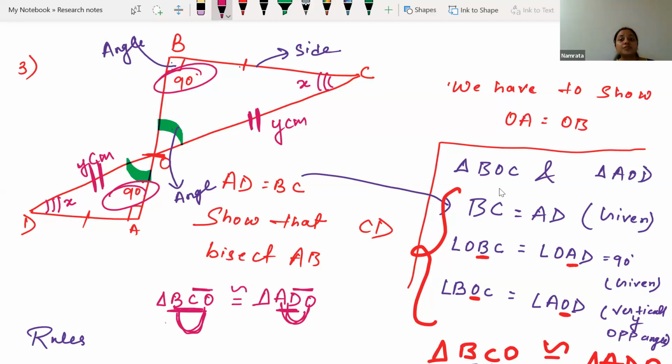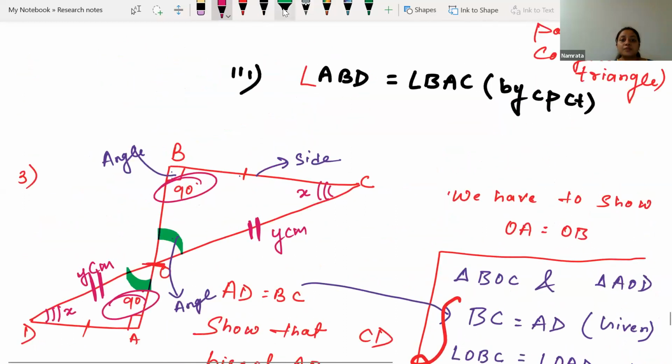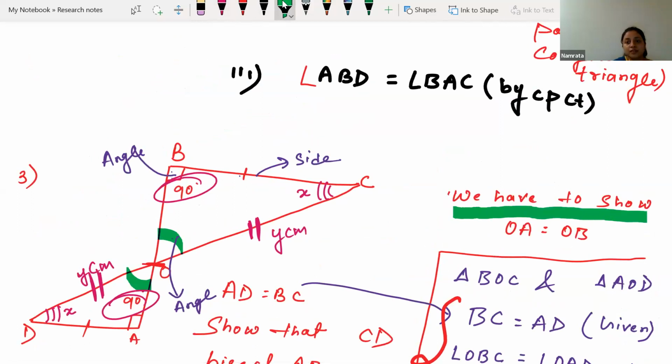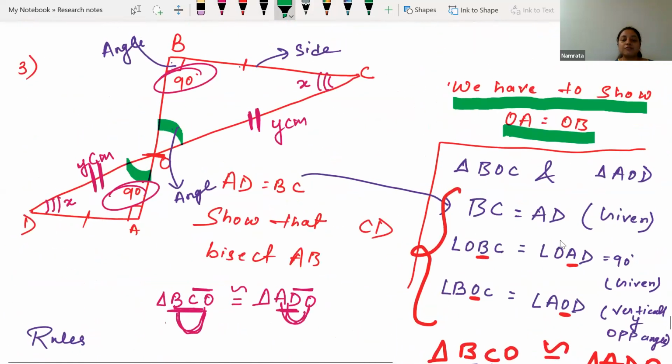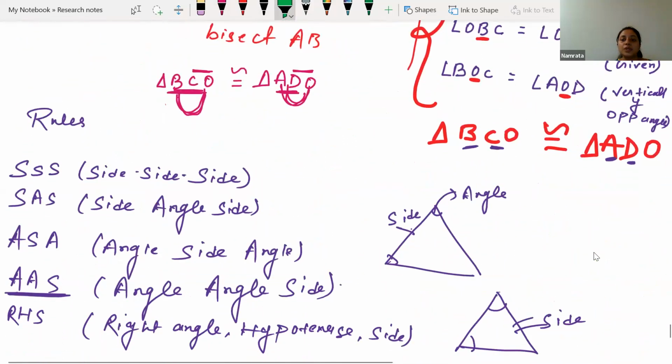What we have to prove? Can you see this part? Yes, ma'am. This is what we wanted to prove here, right? Now, have we proved OA is equal to OB? Yes, we have proved OB is equal to OA. How? Because these two are corresponding parts of congruent triangles.